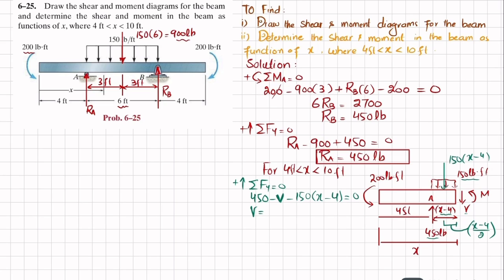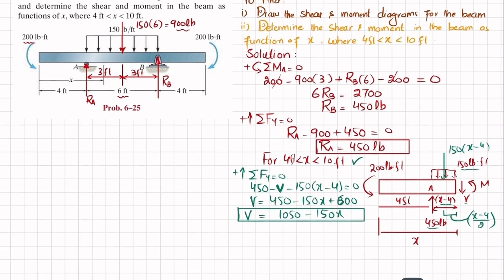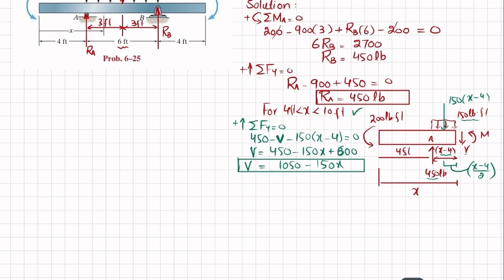When you solve this, you will get 450 minus 150x, minus plus, so 150 into 4 is 600. Clear? And that will give you 1050 minus 150x. This is the equation of shear force for the region x greater than 4 feet and less than 10 feet.